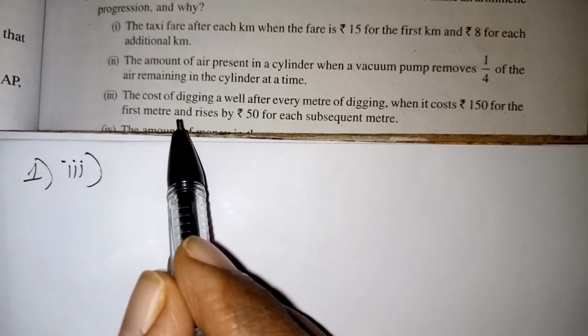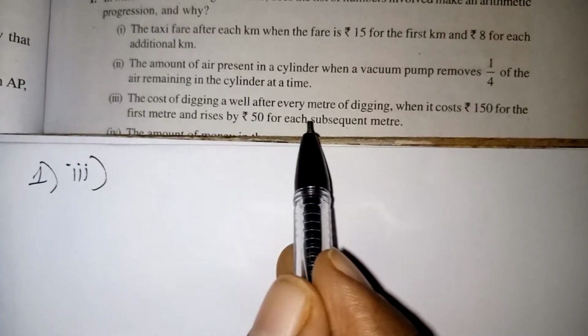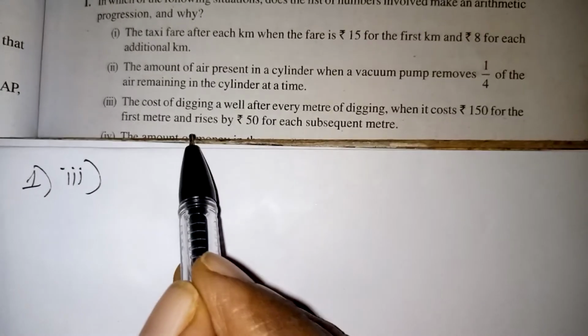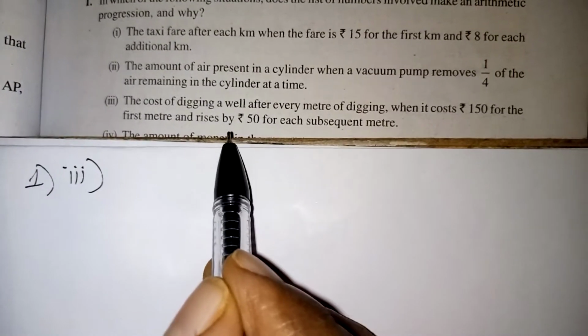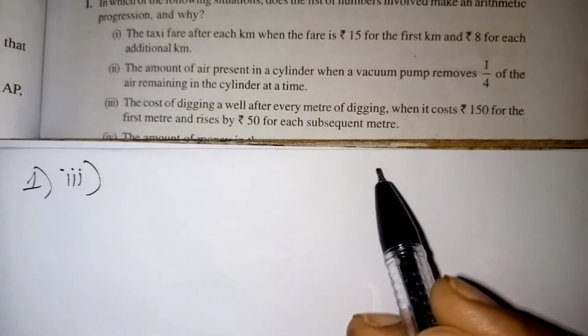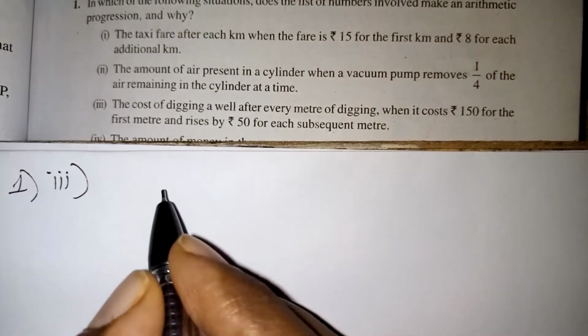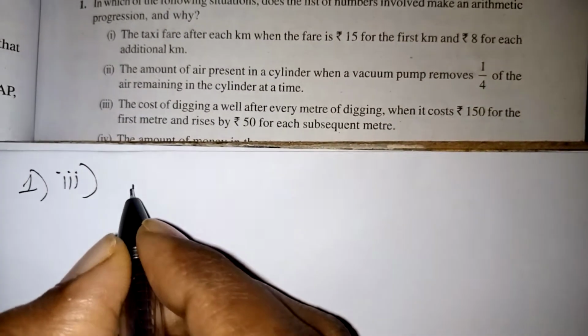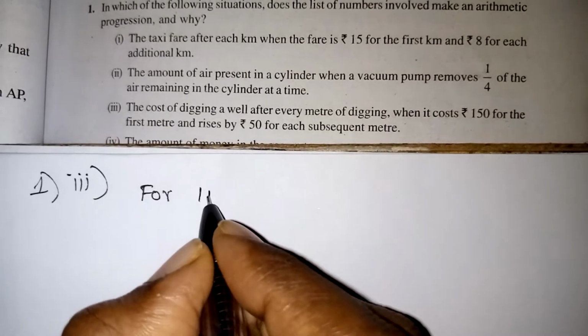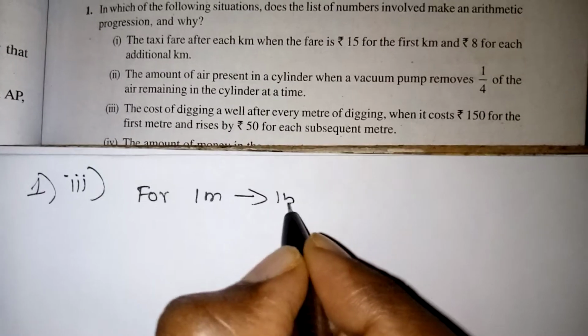The cost of digging a well: after every meter of digging, it costs 150 rupees for the first meter and it raises by 50 rupees for each subsequent meter. So they are going to dig a well. For the first meter alone they are going to pay 150 rupees. For the first meter they have to pay 150 rupees.